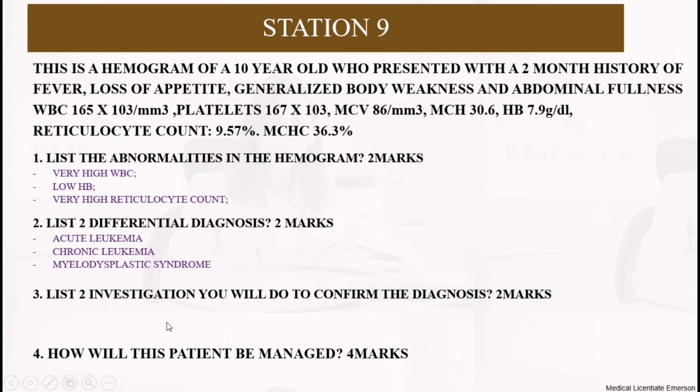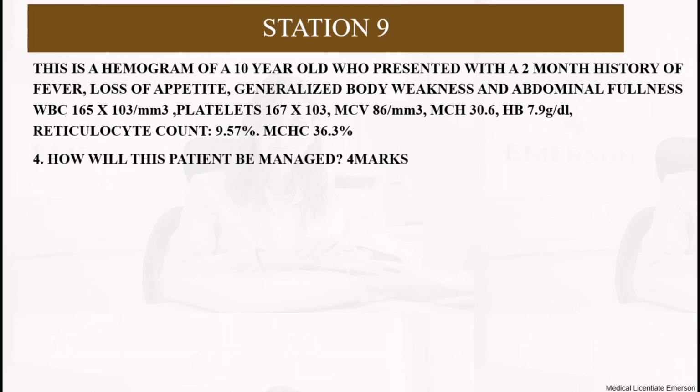Then the 2 investigations we order. You can do a peripheral smear, and we can do a bone marrow aspirate and biopsy. So these are some of the investigations we can order: peripheral smear and a bone marrow aspirate and biopsy. Then question 4, how will this patient be managed?